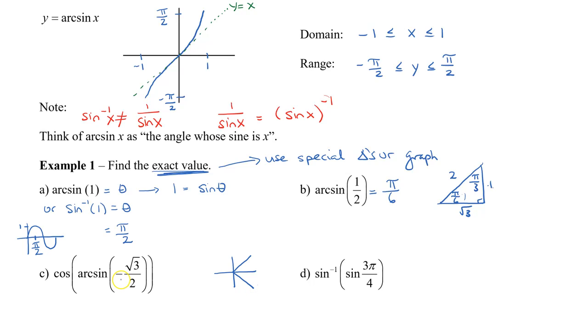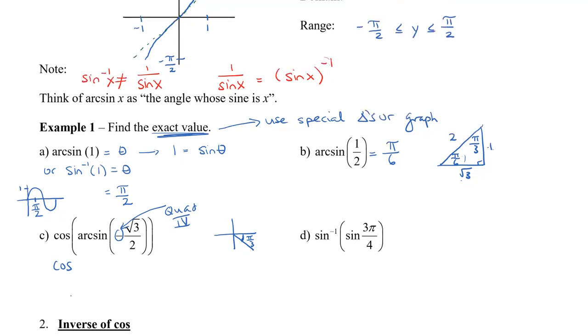Now, arcsine here is negative. So that means, because of the negative, this has to be in quadrant 4. So I'm going to get rid of this one. So that means that arcsine of root 3 over 2, so it's opposite over hypotenuse, that angle will be pi over 3. So this angle here is going to be pi over 3, or you can think of it as our reference angle.